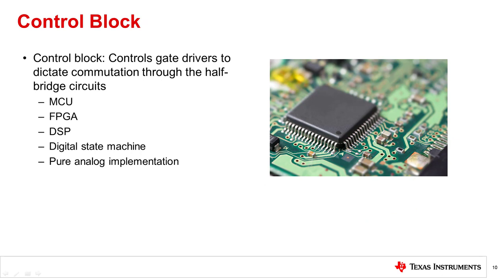Because commutation in BLDC motors isn't automatically done by the mechanical design, there needs to be a control block that dictates commutation and controls the gate drivers. The control block can come in many forms, including an MCU, FPGA, DSP, digital state machine, or pure analog implementation.